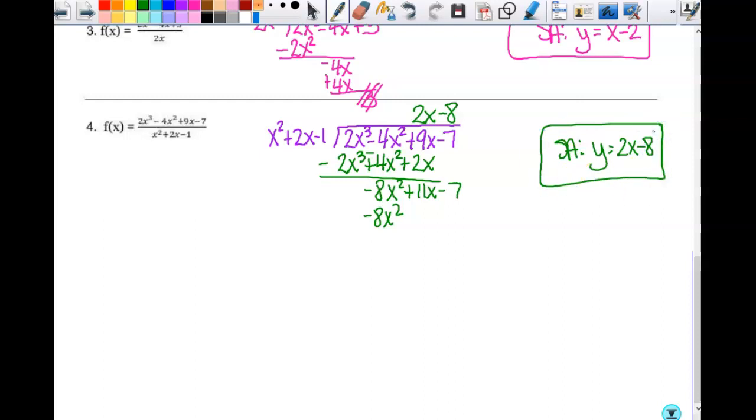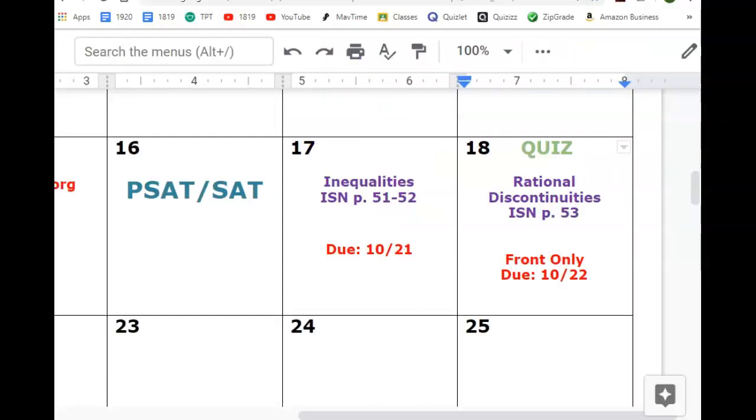The assignment, make sure you paid attention to the fact that I said front only, front only. Don't flip it over on the back and freak out because there's graphs, okay? Front only, front only. Have a great weekend.